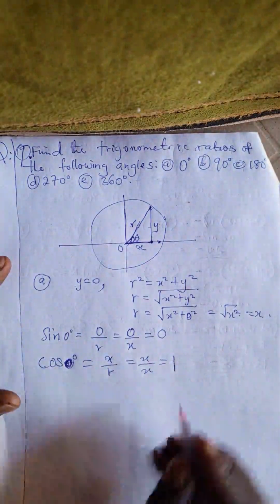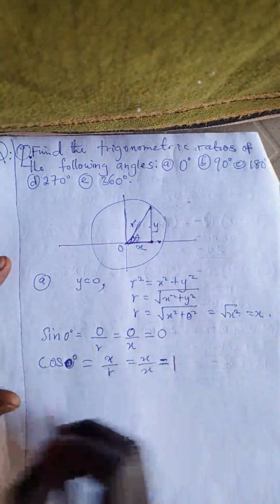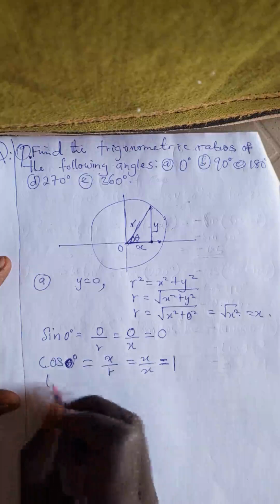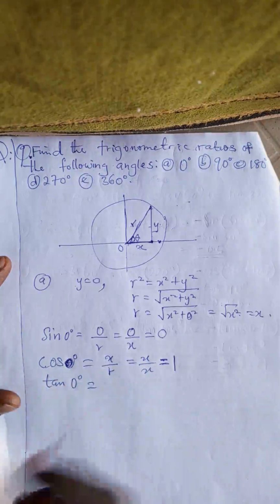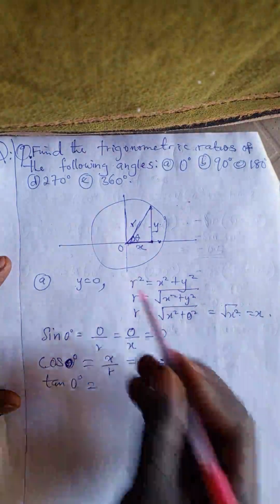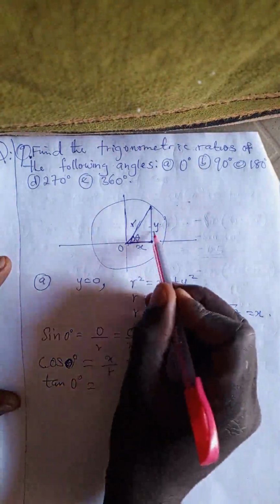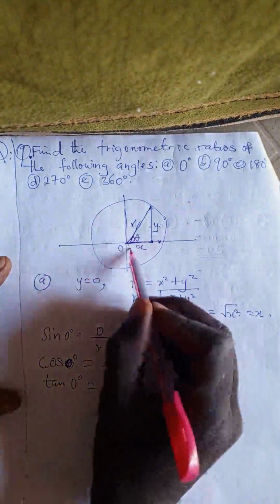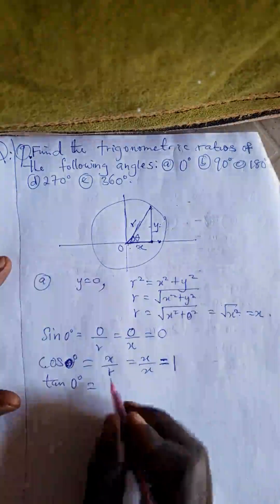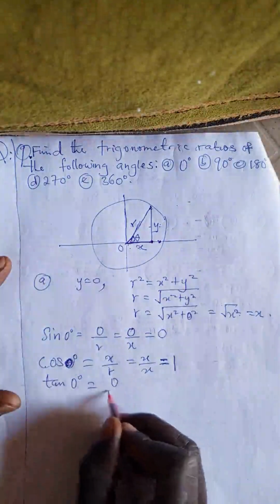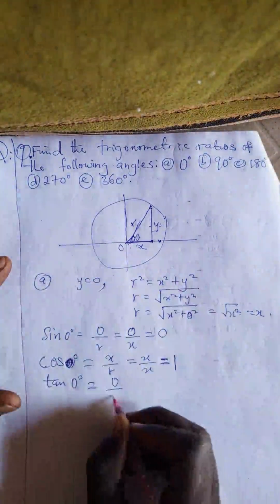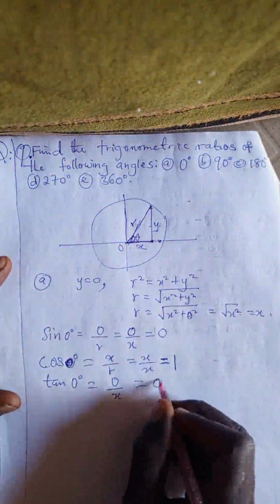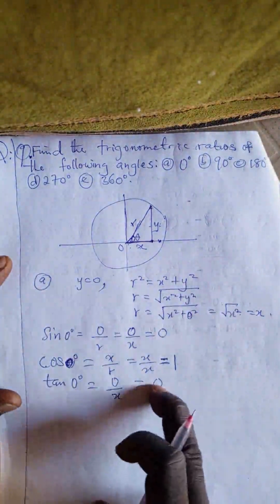Now let's look at tan 0. Tan 0 is opposite over adjacent. So y, but y is equal to 0, so y is 0 over adjacent. Adjacent is equal to x, and the answer is equal to 0. For tan 0, it is equal to 0.